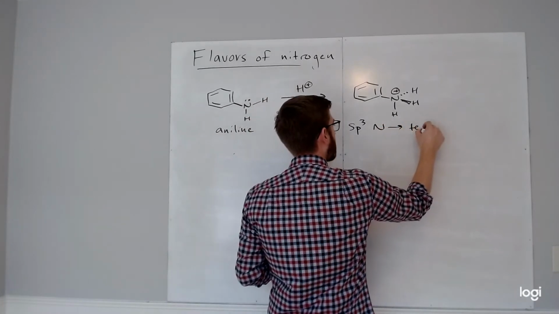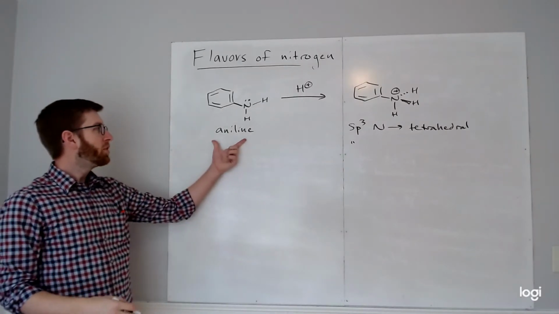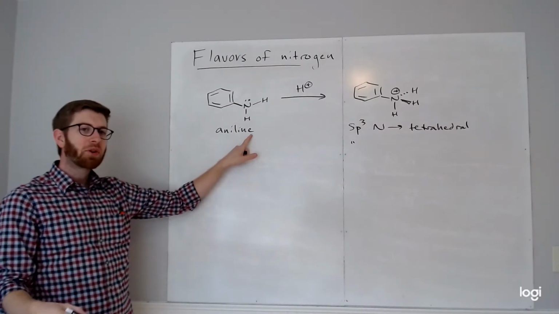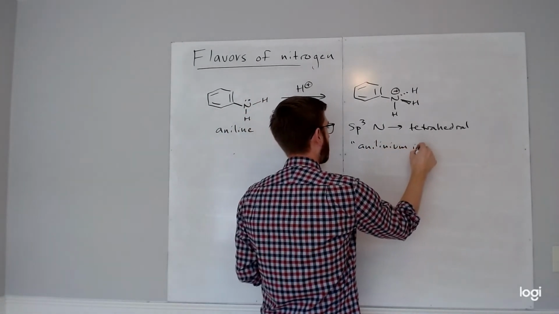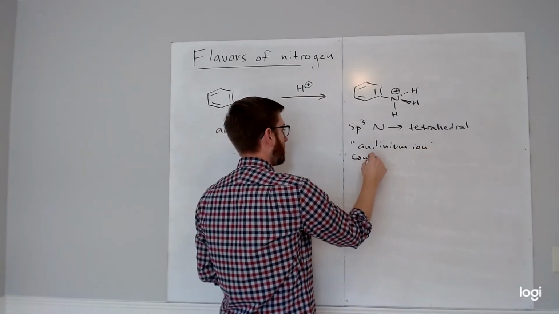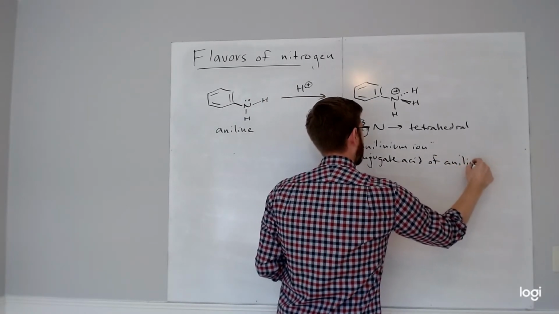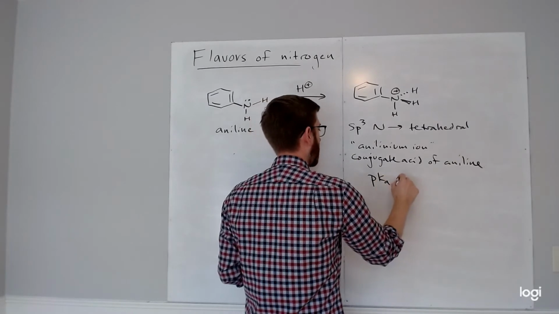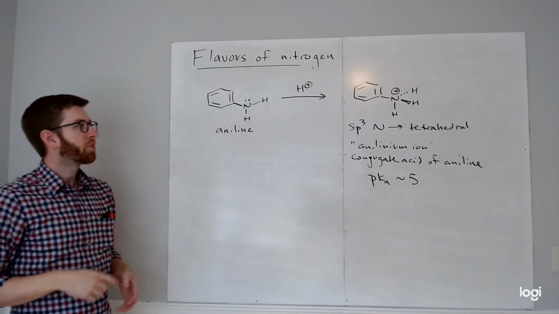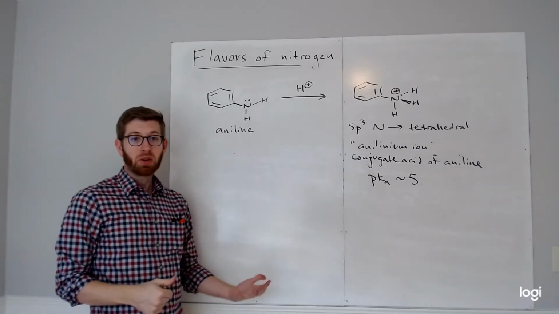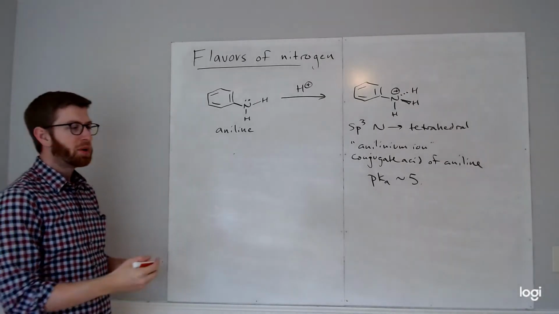So it's sp3, tetrahedral. This is called, well, we usually take the name, drop the vowel at the end, and add IUM for a positive charge. So this is an anilinium ion. So this is a conjugate acid of aniline, and it has a pKa of about 5. When we compare that to an unconjugated amine, those have pKa's for their conjugate acids, ammonium ions, of around 10. So we can see that aniline is a weaker base than the amines.